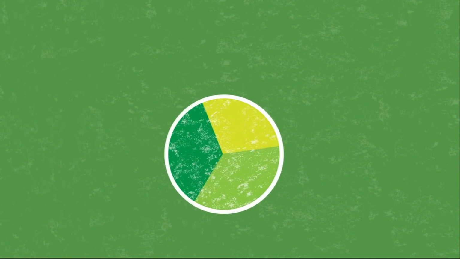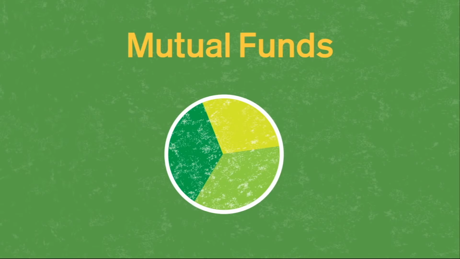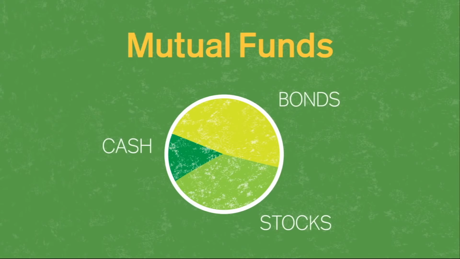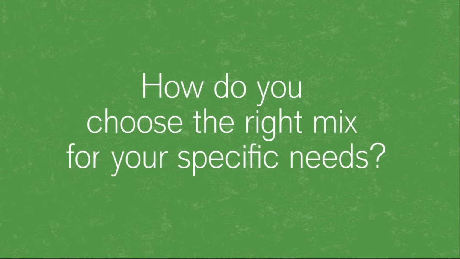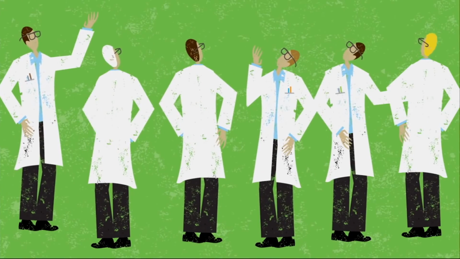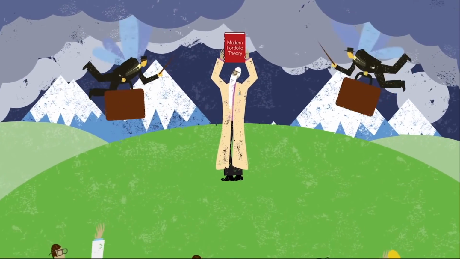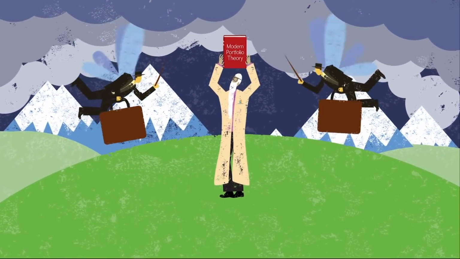Most people with 401k plans invest in mutual funds. These hold many different individual stocks or bonds chosen by professionals for a given level of risk and potential reward. So, how do you choose the right mix for your specific needs? You may be surprised to hear that according to the majority of corporate pension plans in the world, there really is a single best way.